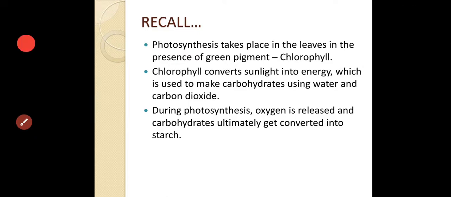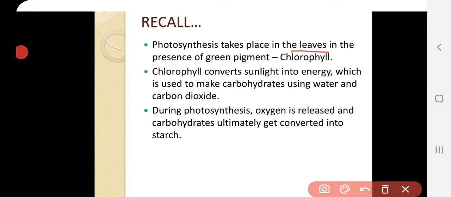And next, photosynthesis takes place in the leaf with the presence of the green pigment called chlorophyll. This chlorophyll converts the sunlight into energy, which is used to make carbohydrate using water and carbon dioxide. During photosynthesis, oxygen is released and carbohydrate is ultimately converted into starch. So this is the process of photosynthesis, and it comes under the category of autotrophs. They depend on themselves for their food.